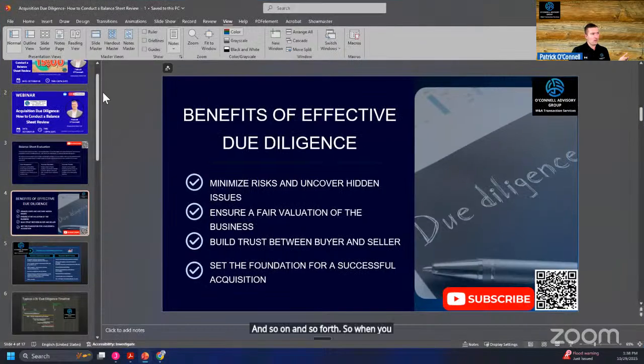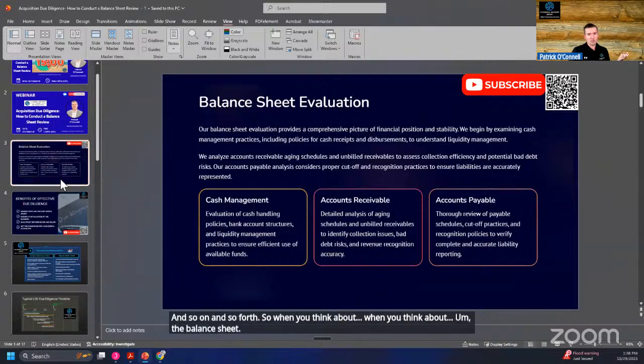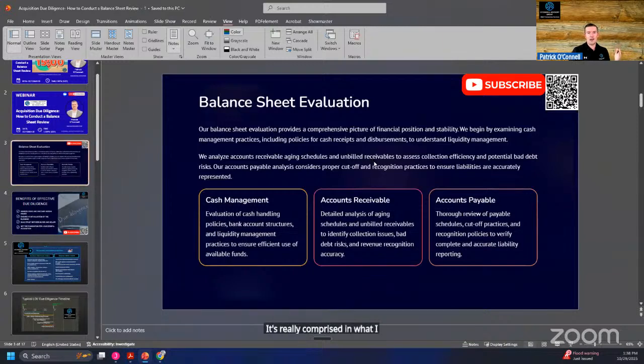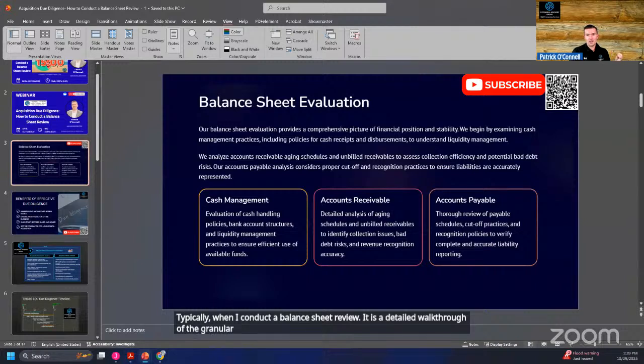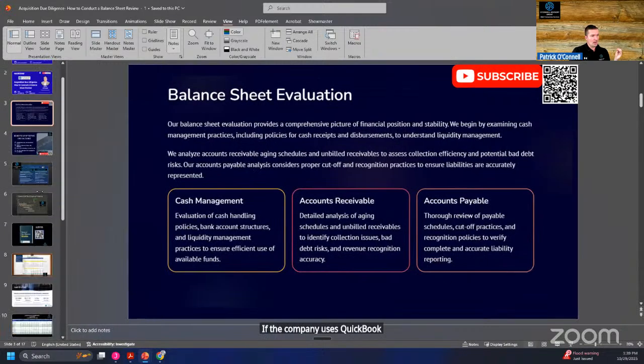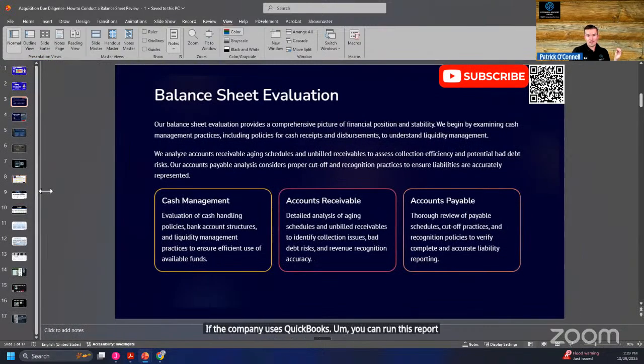So when you think about the balance sheet, it's really comprised in what I like to call an evaluation. So you're evaluating the sustainability of said balance sheet. Typically, when I conduct a balance sheet review, it is a detailed walkthrough of the granular balance sheet level at the trial balance level. If the company uses QuickBooks, you can run this report in a matter of minutes, and it will look like some of the various naming conventions we just used.